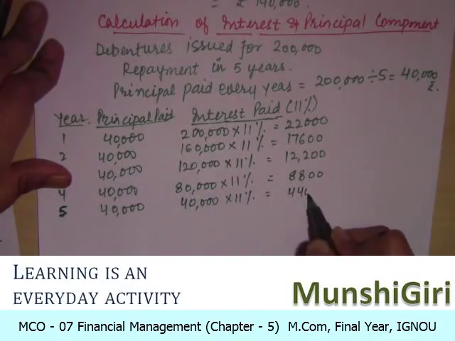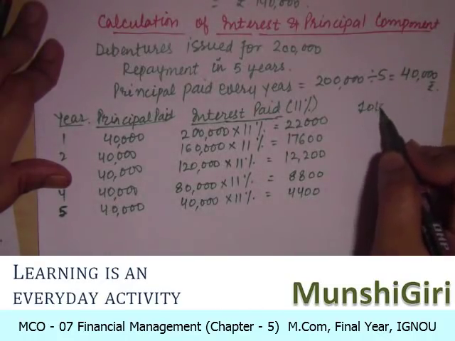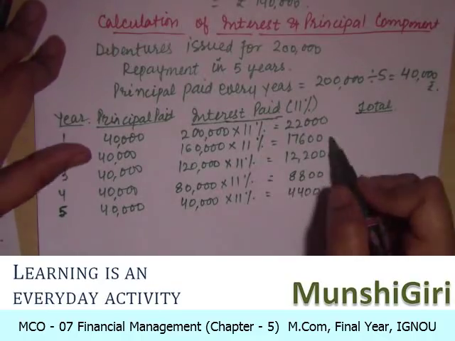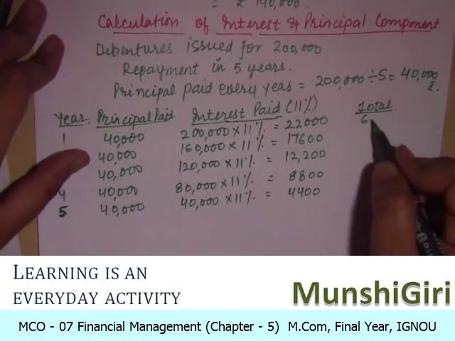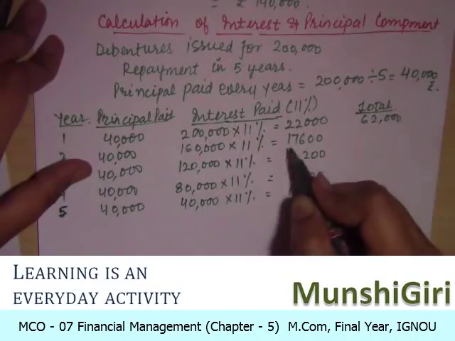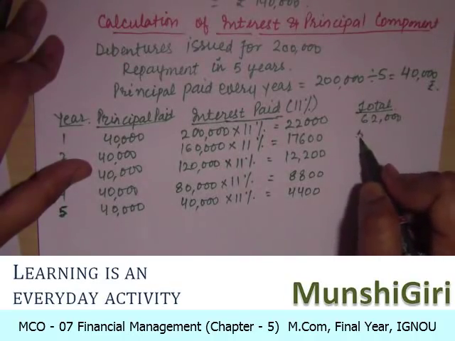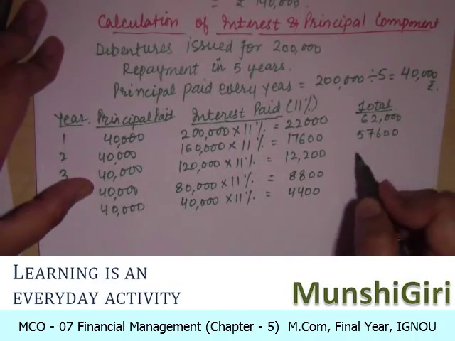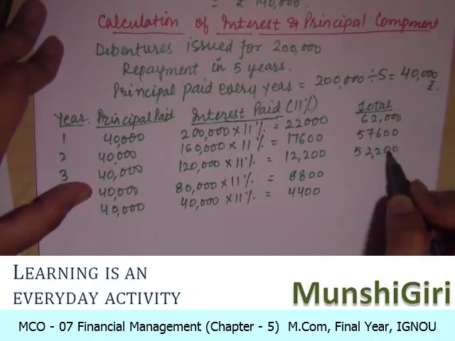Let's add up the principal and the interest paid. 40,000 plus 22,000 is 62,000, and this is 57,600, 52,200.